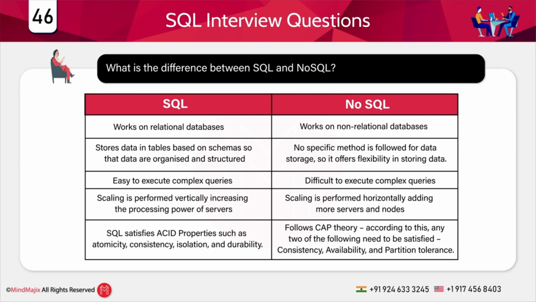In simple words, vertical scaling is nothing but increasing the capacity of the existing servers. And horizontal scaling is nothing but adding more nodes rather than increasing the capacity of the existing servers. What you do is you add more servers along with the existing servers. So this is nothing but horizontal scaling.